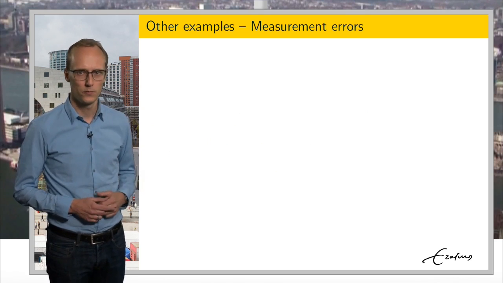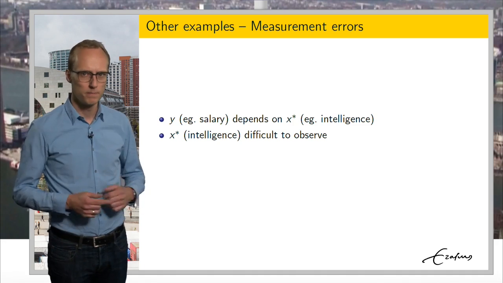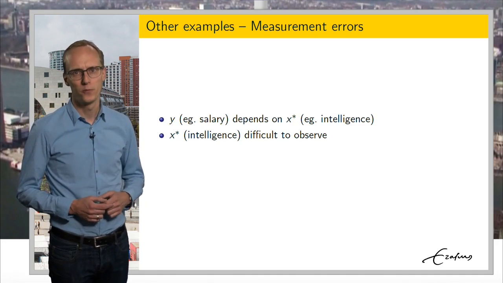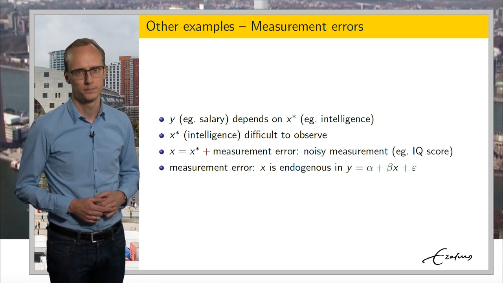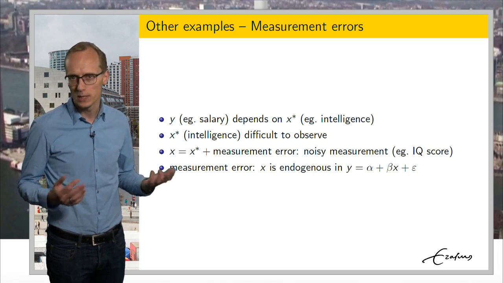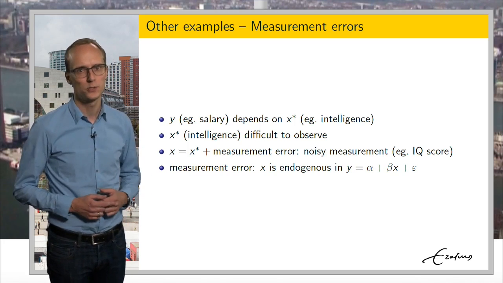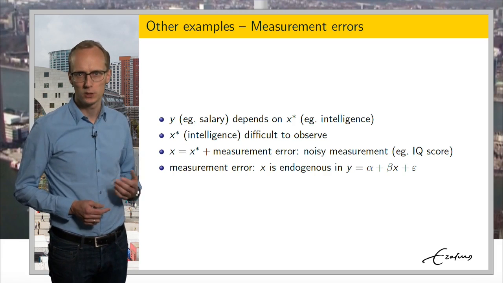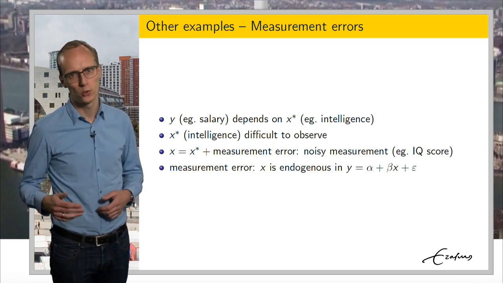A third reason for endogeneity is measurement error. Suppose that we have a variable y, say salary, that depends on a factor that is difficult to measure, for example intelligence. Let's denote the intelligence by x star. We can obtain a noisy measurement of intelligence, for example through an IQ test. The test score is called x and is equal to the true intelligence plus a measurement error. In the training exercise, you will be asked to show that such measurement error leads to endogeneity in a model that explains y using the test score x.